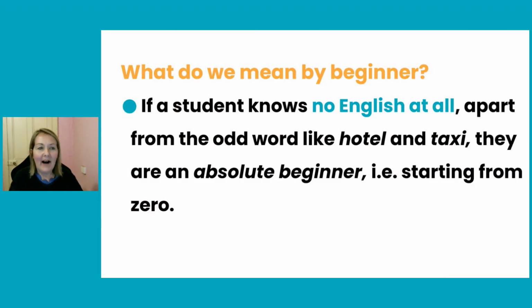So what do we mean by a beginner? There are various terms associated with beginners, so it is important for you to be familiar with them. These days, it would be very highly unusual, but not impossible, for a student to know absolutely no English at all. This is because a lot of English words have been adopted by other languages, just as English has adopted words from French and Italian and German. So there are universal words like hotel and taxi that everyone will know, even if you are an absolute beginner. But generally, an absolute beginner is someone starting from zero, someone who really doesn't know any English at all.